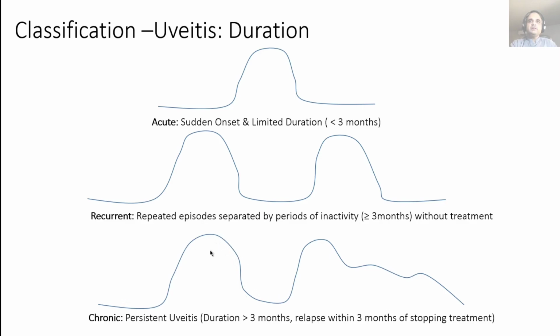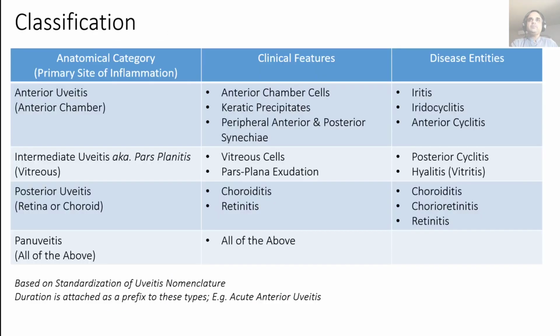So persistent uveitis is one in which the duration of the disease is more than 3 months, and it relapses before 3 months of discontinuation of treatment, and it also might continue as an undulating, remitting, relapsing phase without any breaks in between. So this is another way of looking at the classification of uveitis with respect to the duration of the disease. So this is how we classify uveitis.